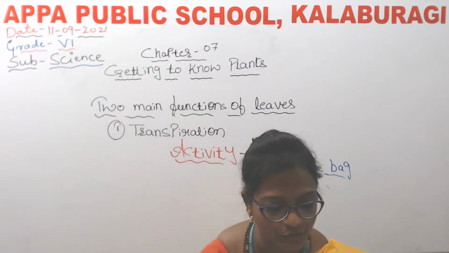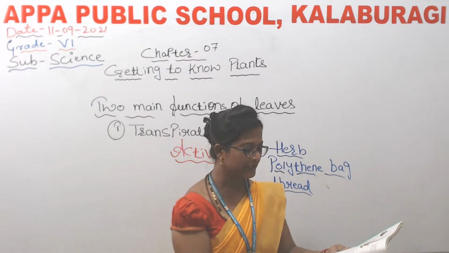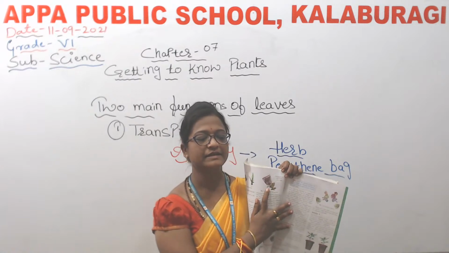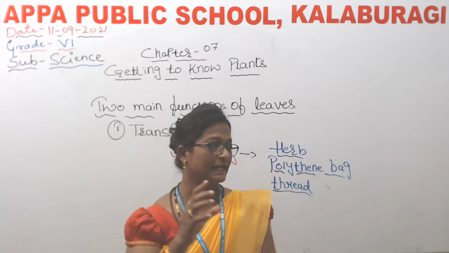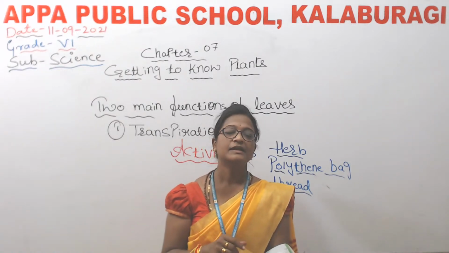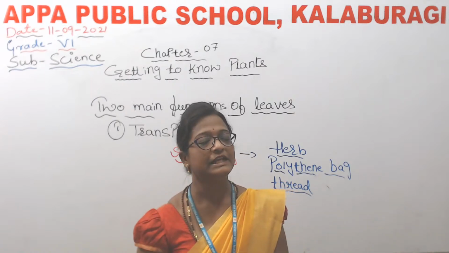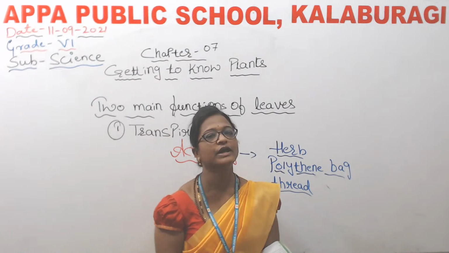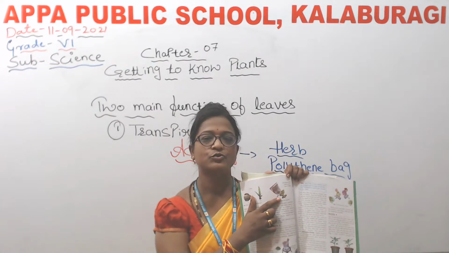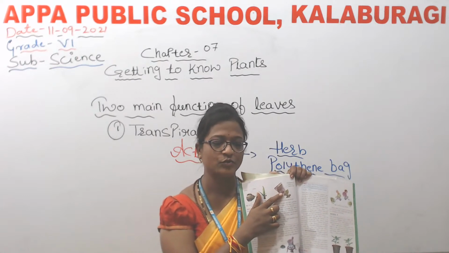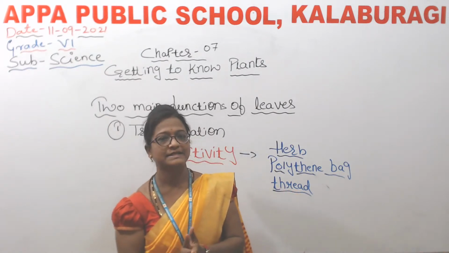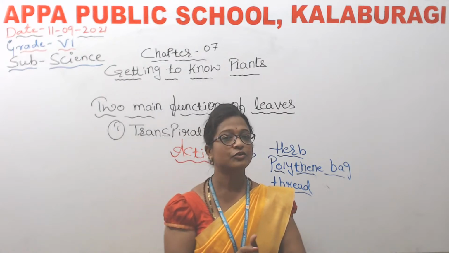As they have shown in your textbook, just open your textbook, page number 56. Okay, you can see here, just tie a polythene bag to the leafy branch. Just tie it tightly and leave it for a few hours. So like this you should tie a polythene bag to the leafy branches of a plant. After a few hours when you observe the plastic, you can see water droplets in the plastic.